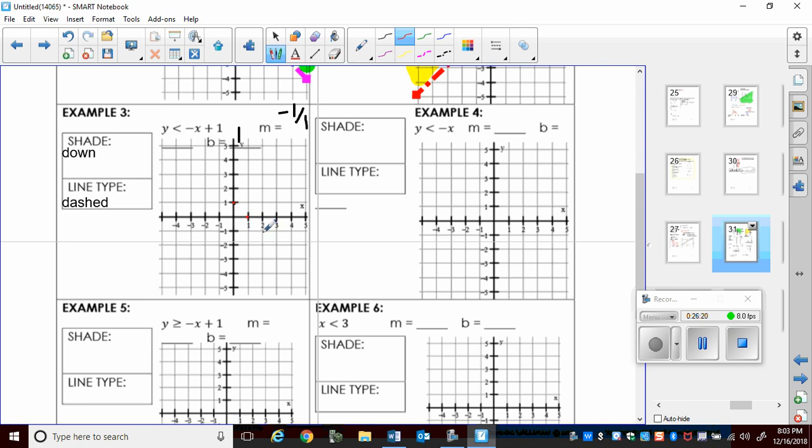Down 1, right 1, make a point, and continue that for the remaining points. Create my line.